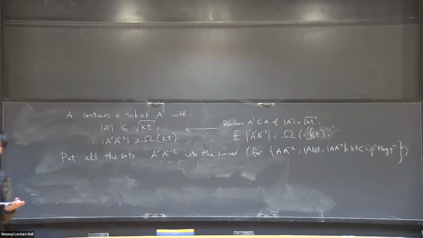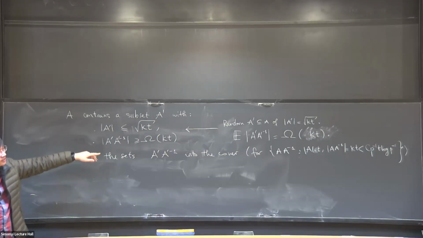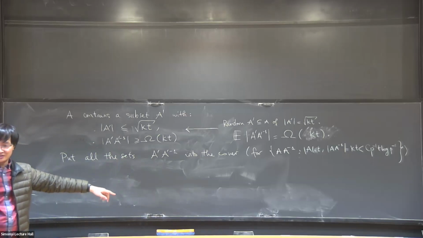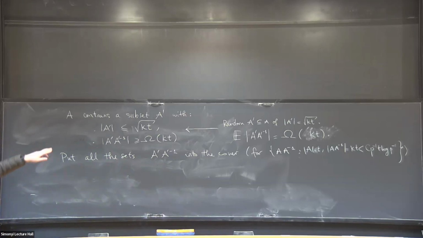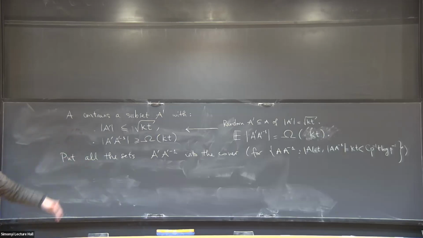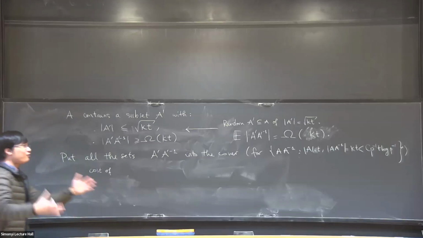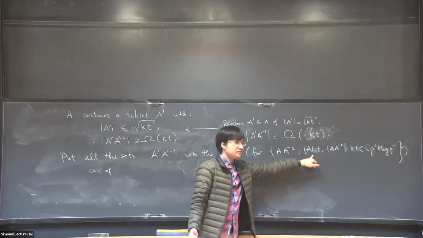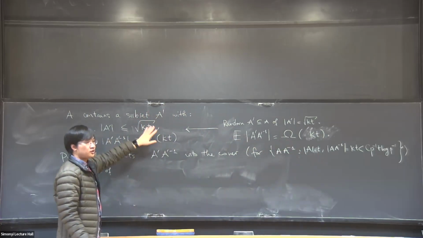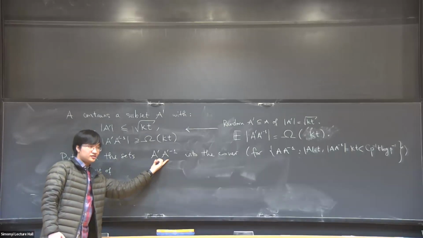Regarding the fact that A prime times A prime inverse is at least that size: for this one, we actually don't need to use yet our assumption on K. This is true for every K. We'll only use the assumption on K now. So for the cover, for every set A with this property, you choose one such A prime, an arbitrary choice with these properties, and then we put the corresponding set A prime times A prime inverse into our cover.